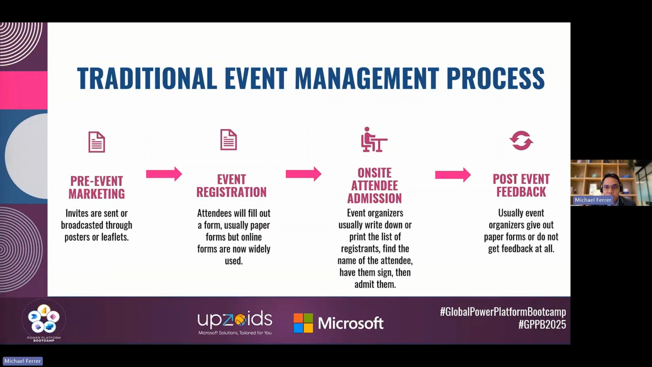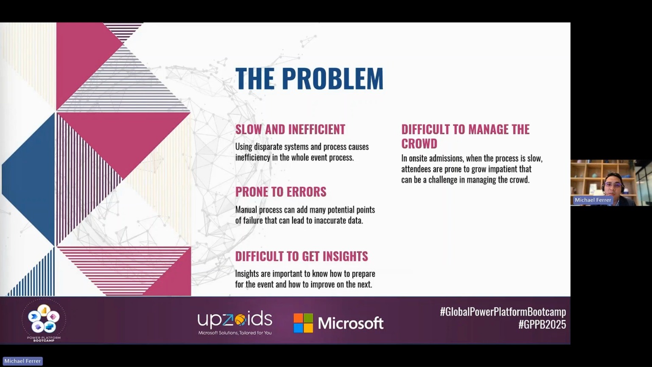So in this traditional process, we can encounter these problems. It's slow and inefficient, and you have disparate systems and processes that can cause inefficiencies in the whole event process because you're using either paper or a mix of paper and online forms. And then the online forms you extract, and you now have different copies of it. It's also prone to errors. That's one thing that you can encounter when doing manual processes, and it could lead to inaccurate data. And it would be difficult to get insights as well.